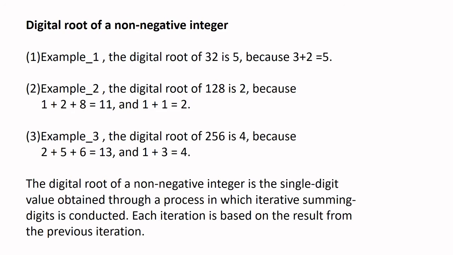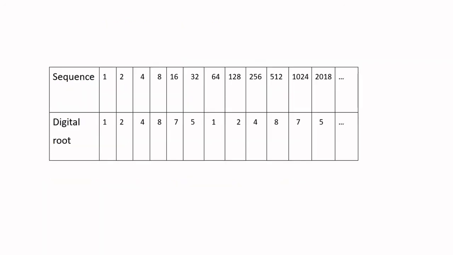So, in sum, the digital root of a non-negative integer is the single-digit value obtained through a process in which iterative summing of digits is conducted, and each iteration is based on the result from the previous iteration. Here we see a sequence 1, 2, 4, 8, 16, 32, 64, 128, 256, 512, and so on, in which each item is twice the previous item. Its corresponding digital root sequence is 1, 2, 4, 8, 7, 5, 1, 2, 4, 8, 7, 5.